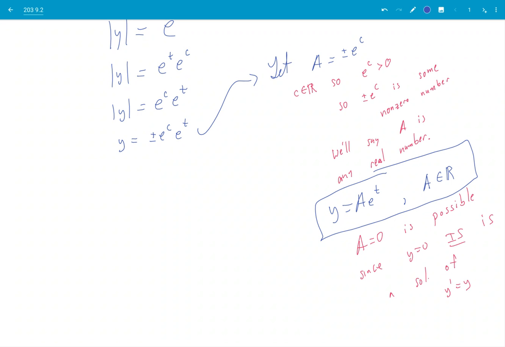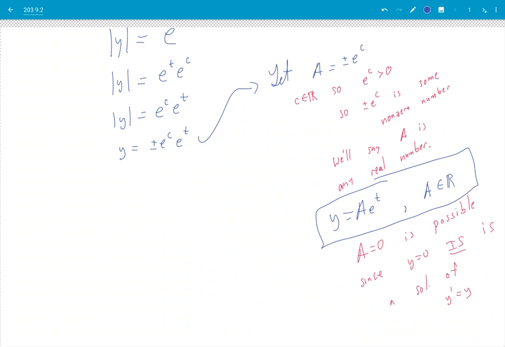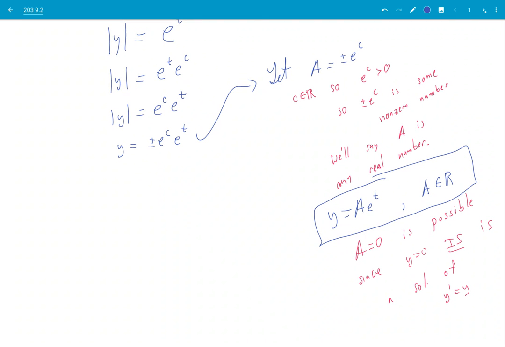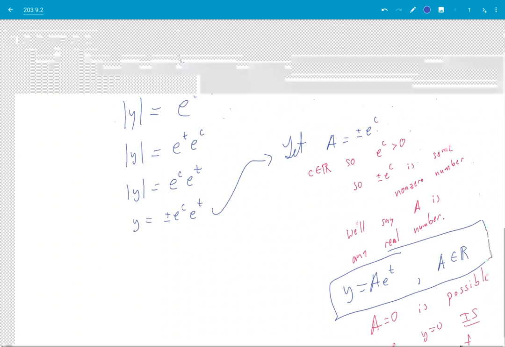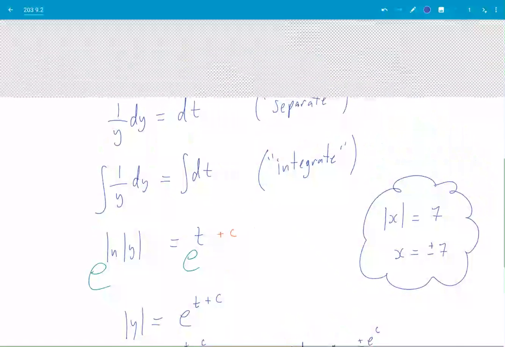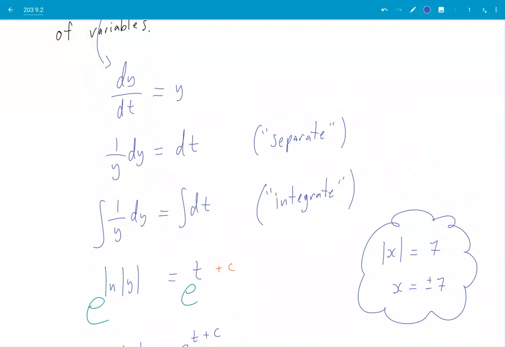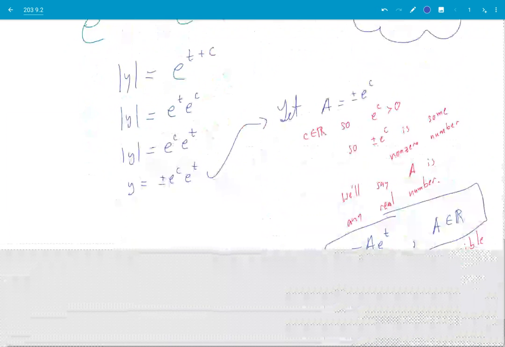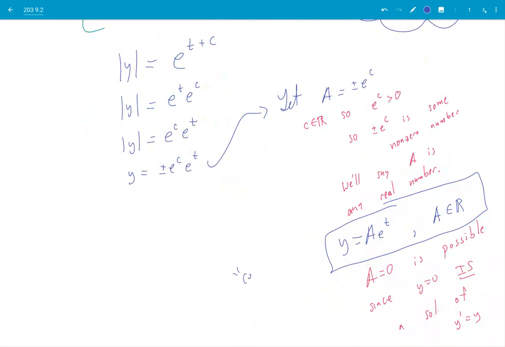And what have we done? Let's recap. We wrote in Leibniz notation. We did separate. We integrate. And then you solve for y. And you celebrate. Smiley face.